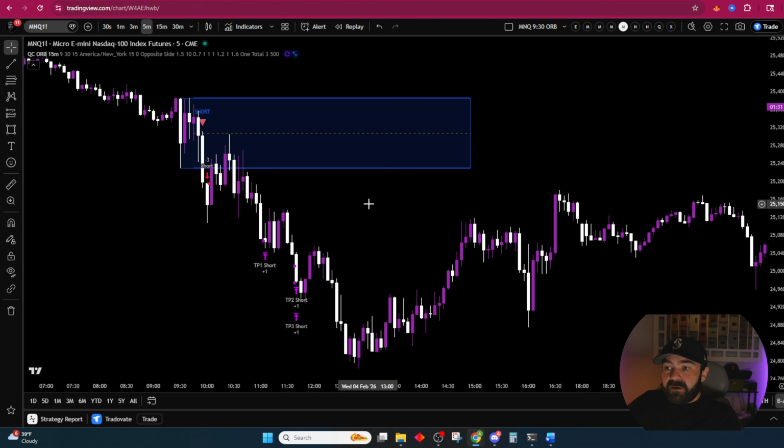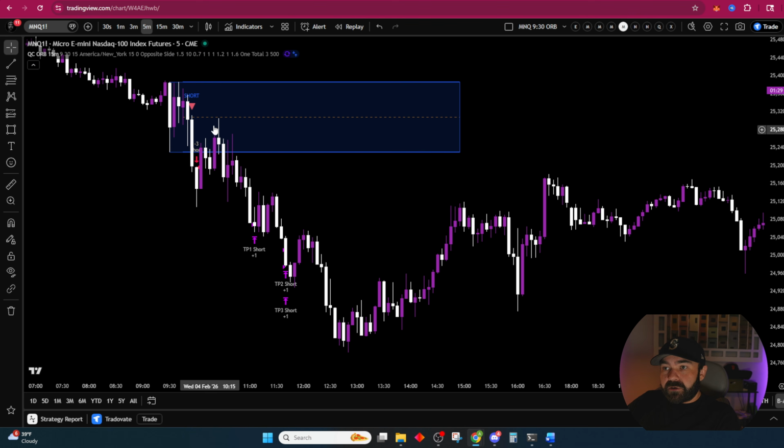The day prior to that, Wednesday the 4th, you get a short call and it runs all the way down. So you get the point of what I'm trying to show you here. You mark out the 15-minute zone, wait for a 5-minute candle body closure outside of that zone in either direction, and then go in that direction.